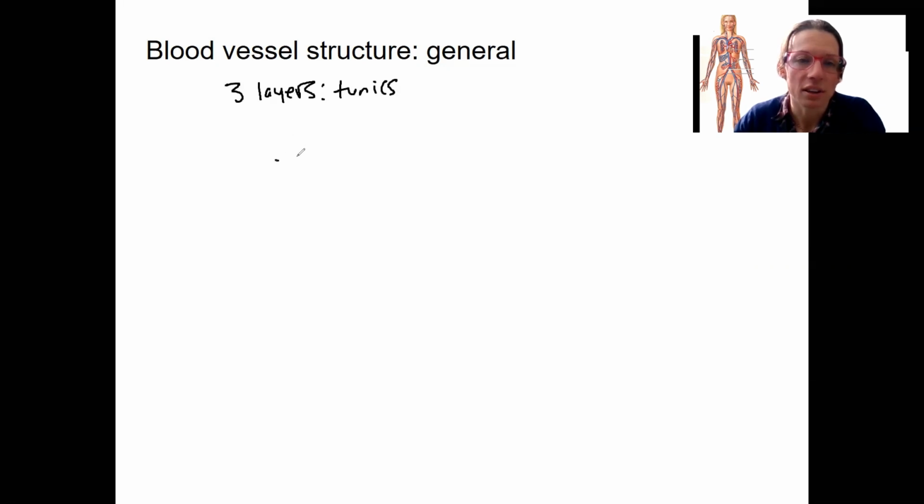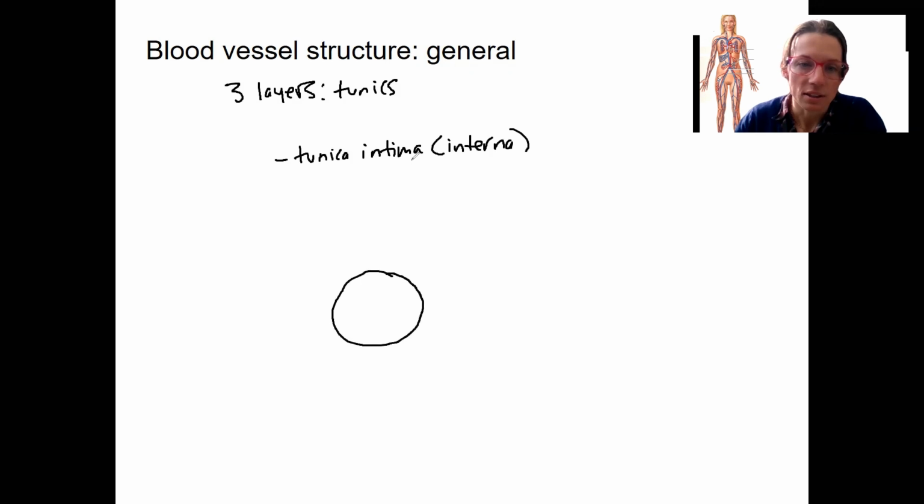Start with the inner, which is the tunica intima. It's also called interna, the internal layer. I'll do this one just in black here. This is the tunica intima. I'm going to draw a capillary over here because that's the one that only has this layer. It only has the tunica intima.